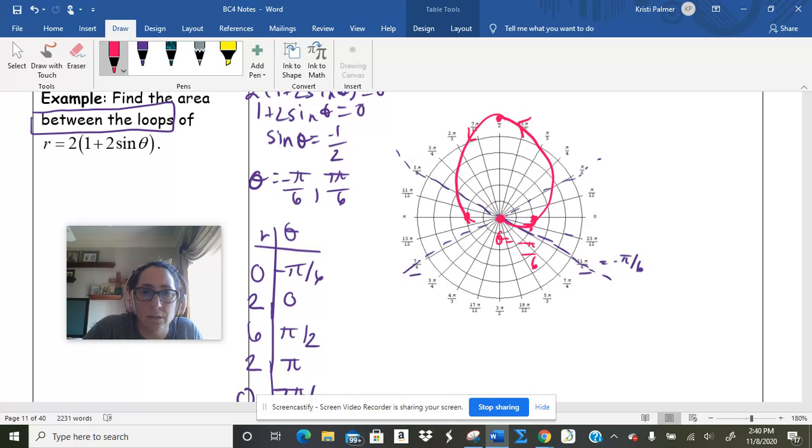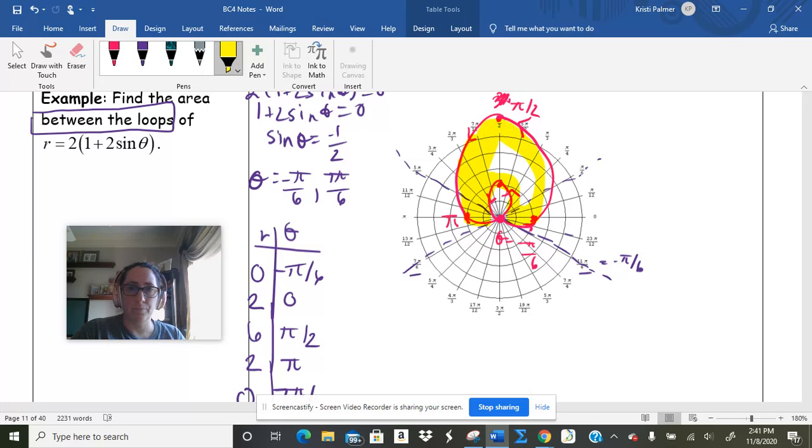Okay. And then there's my pi, there's my pi over 2. And then when I face this guy, it said that I am at negative 2. And I'm coming back around again, because that's where I started. It's kind of where I end, at the origin or at the pole. Okay, so this one asks me to find the area between the loops.